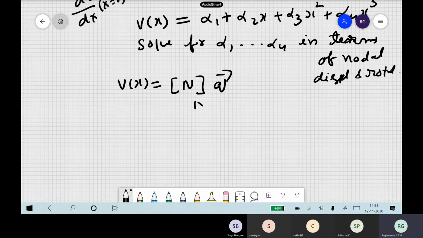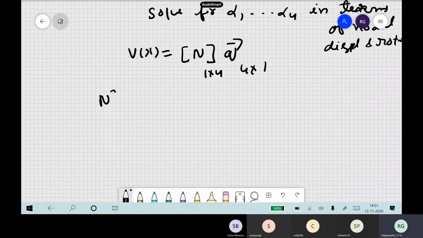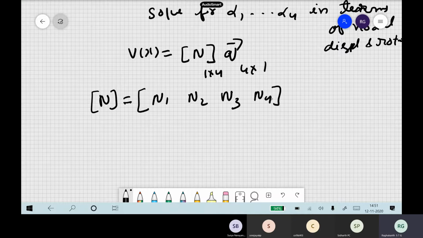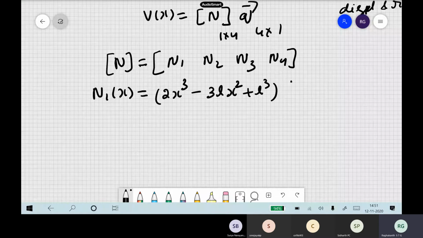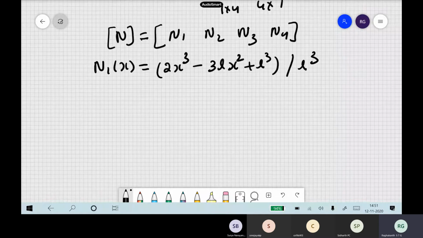So this will be 1 by 4 and this will be 4 by 1. So the shape functions for a beam element we also write like this. You would have written in FEM also N1, N2, N3, N4 kind of a thing. And if you remember, for a beam all the shape functions will be cubic actually. So N1 is (2x cubed minus 3l x squared plus l cubed) by l cubed. So these are the shape functions.